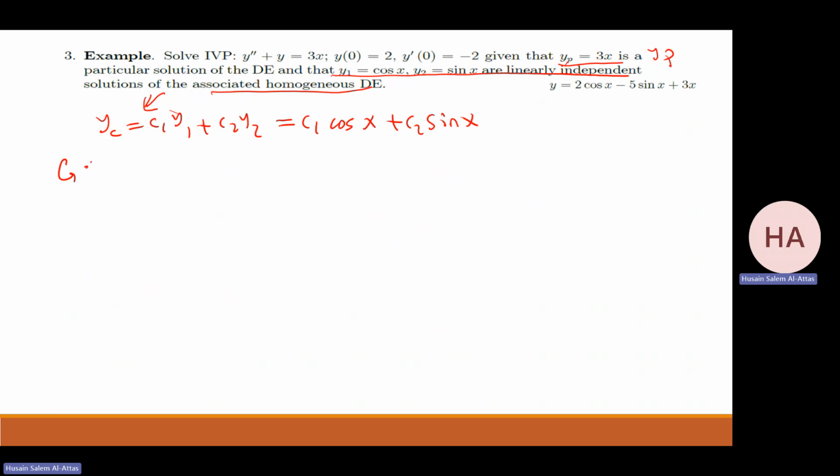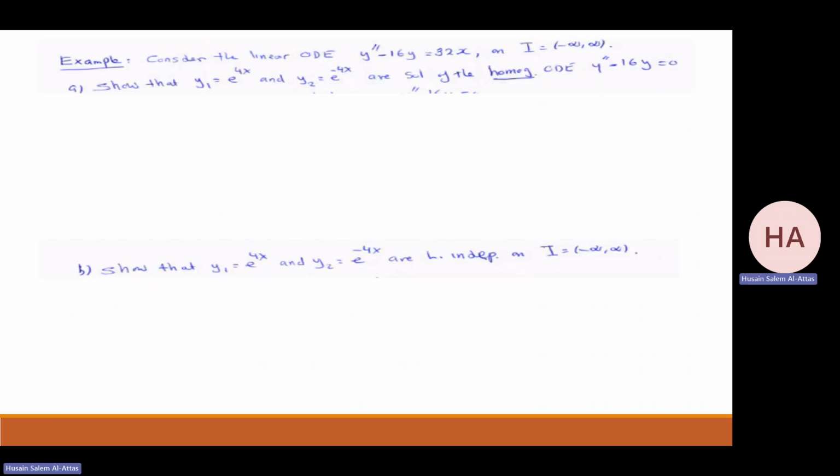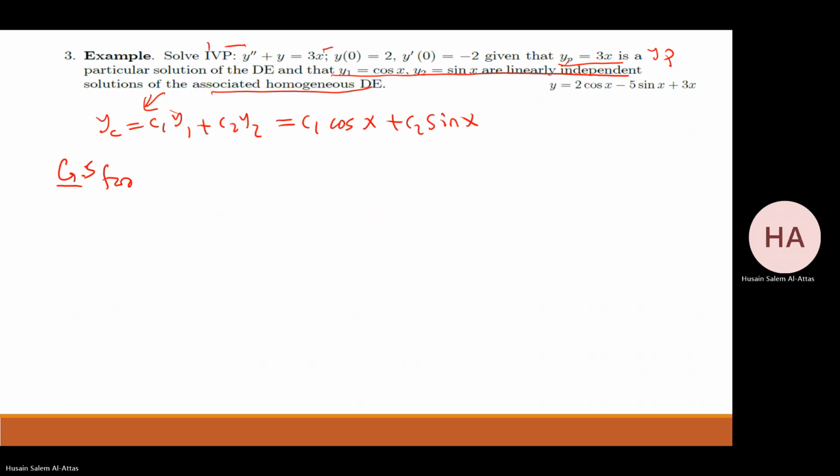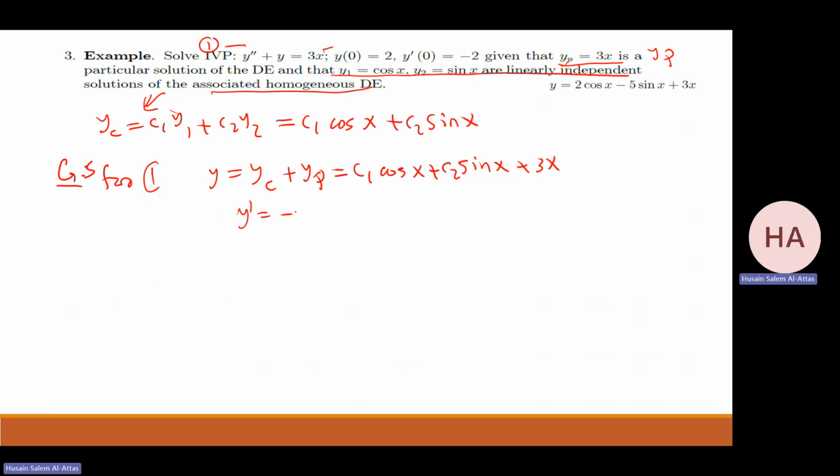What will be the general solution, let me call it 1, for this non-homogeneous equation? For 1, the non-homogeneous equation, y will be yc plus yp, and that's c1 cosine x plus c2 sine x plus 3x. I need to find y prime. That will be minus c1 sine x plus c2 cosine x plus 3.